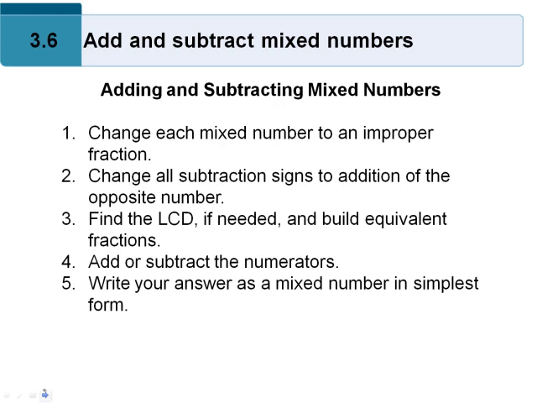So here are the steps. Step 1, change every mixed number to an improper fraction. That way you're only dealing with fractions, so it makes it a lot easier. Then once again, if you have subtraction signs, you're going to do keep change opposite, just like we've been doing. Okay? And then if you need to, get that common denominator and build your equivalent fractions. Add or subtract the numerators. Now with these problems, they usually want you to write your answer back as a mixed number. So that's what we're going to do, write our answer as a mixed number in simplest form.